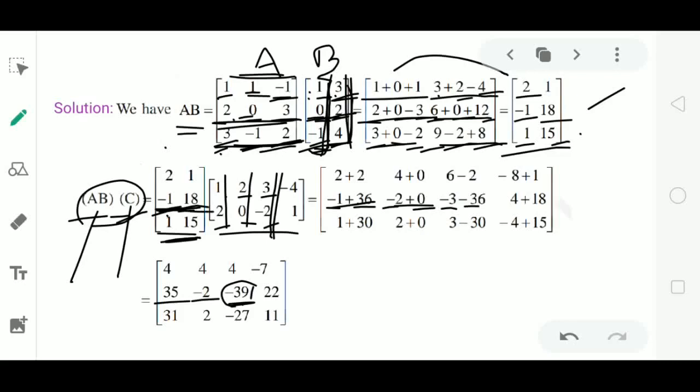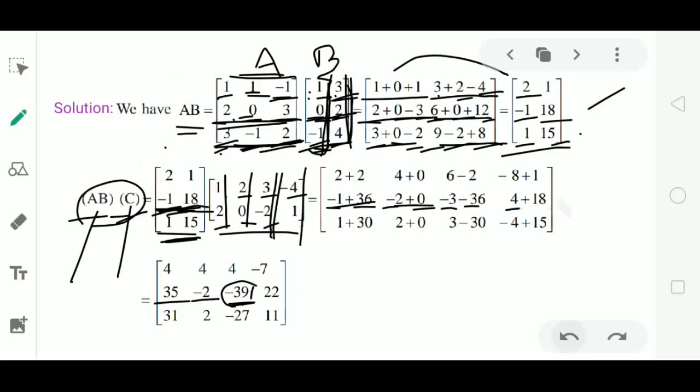Next, second row, fourth column. Minus 1 into minus 4 is plus 4. 18 into 1 is 18. 4 plus 18 is 22, which is obtained by multiplying the second row of the first matrix with the fourth column. So this result is written in the second row, fourth column of the resultant matrix.